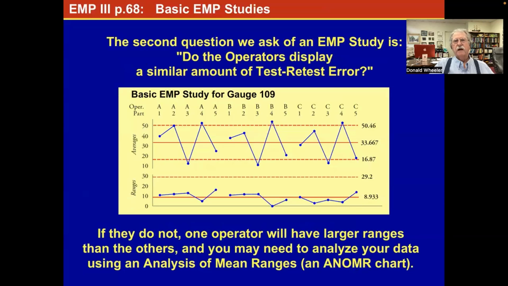The second question we ask of an EMP study, do the operators display a similar amount of test-retest error? All those ranges look more or less the same. If they do not, one operator will have larger ranges than the others, and you may need to analyze your data using an analysis of mean ranges, an ANOM-R chart. We'll talk about that shortly.